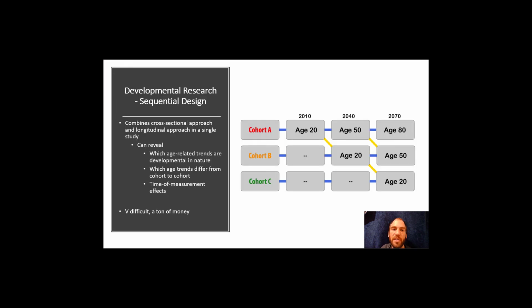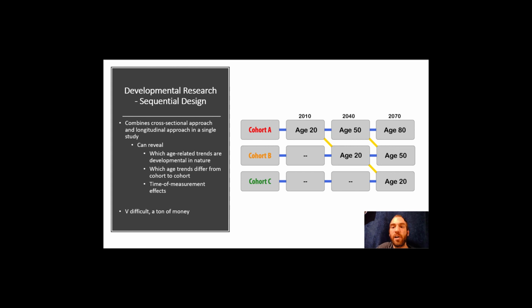So another approach is sequential design. So this combines the cross-sectional approach and the longitudinal approach. It can reveal which age-related trends are developmental in nature, which age trends differ from cohort to cohort, and time of measurement effects. So the idea here, looking at this chart, is that say in 2010, you pick up a cohort and you're following them till 80 years old, you're planning on it.